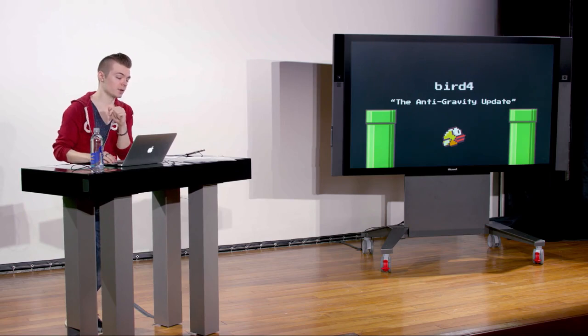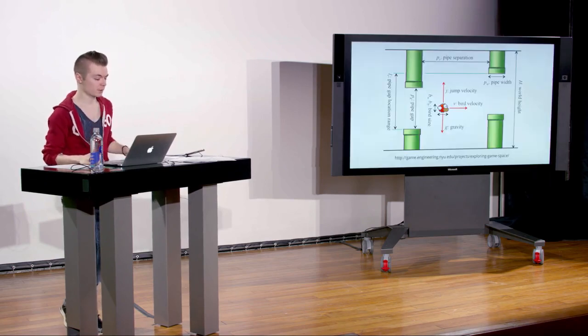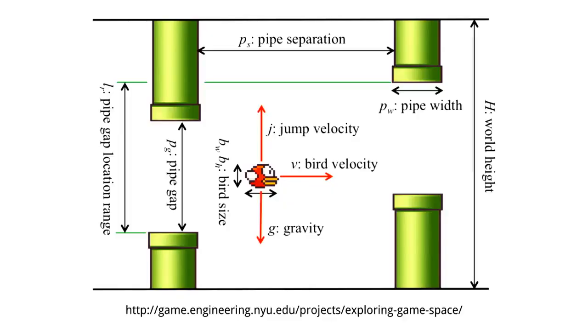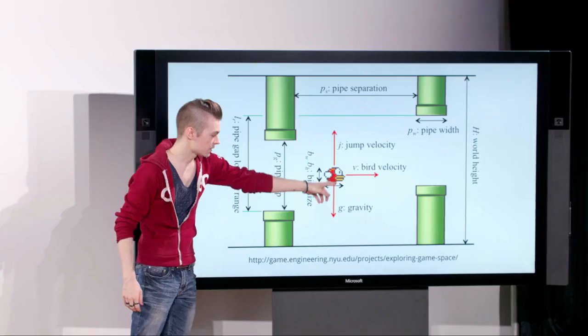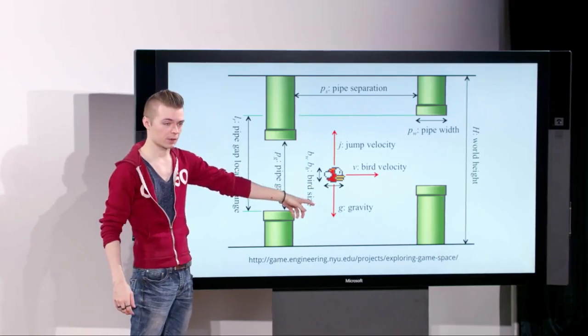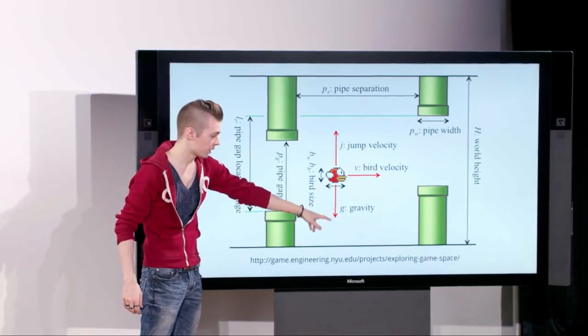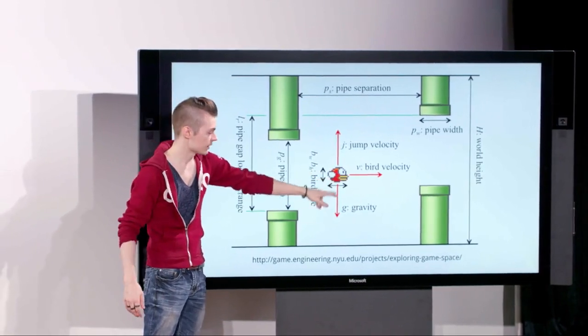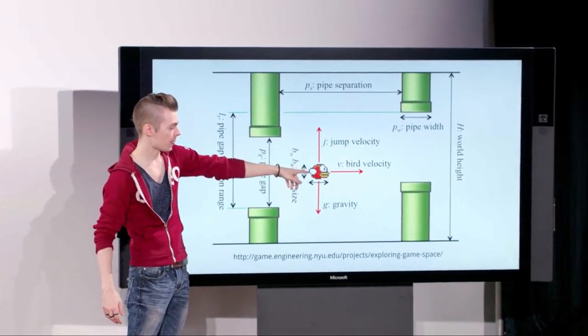So in bird 4, we're going to call this the anti-gravity update, and we're going to talk about how we can actually get that going. So I found this diagram, which I thought was pretty apt. And it also covers a few of the other concepts we'll be talking about today. But see here, this gravity, that's the constant we just defined before, the 20 or whatever. And this gets applied at whatever value you want it to be. This gets applied frame by frame to your y.